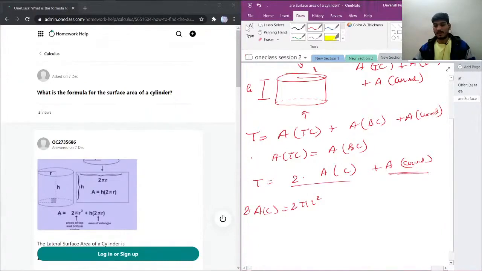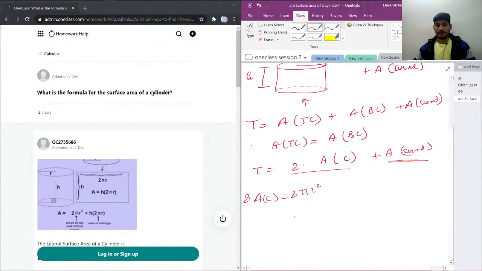Now we need to find the area of the curved surface. Suppose we open a cylinder, then we'll get a rectangle surface. If we just cut this cylinder from one side, then this curved surface will basically convert into a rectangle. So I'll get a rectangle surface.